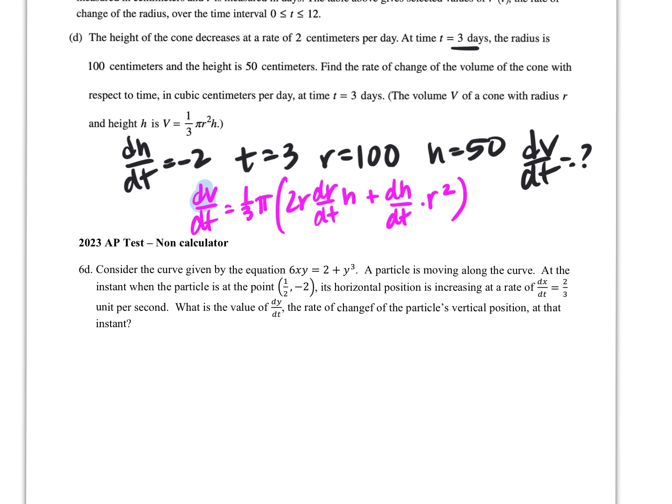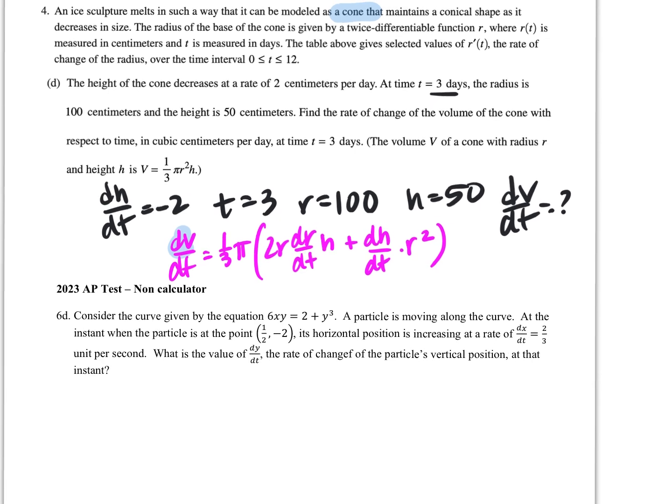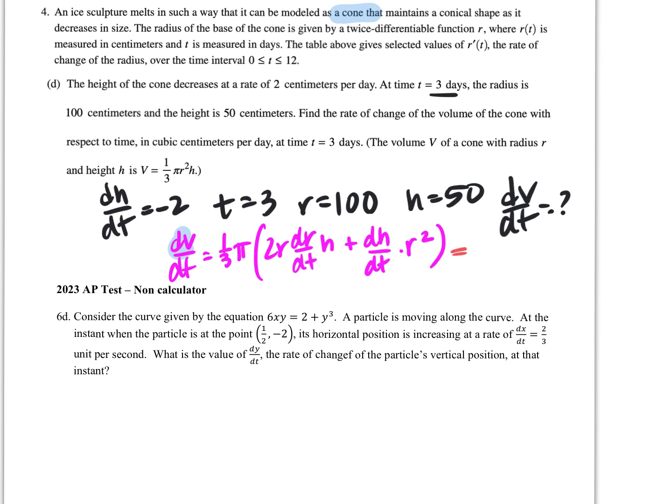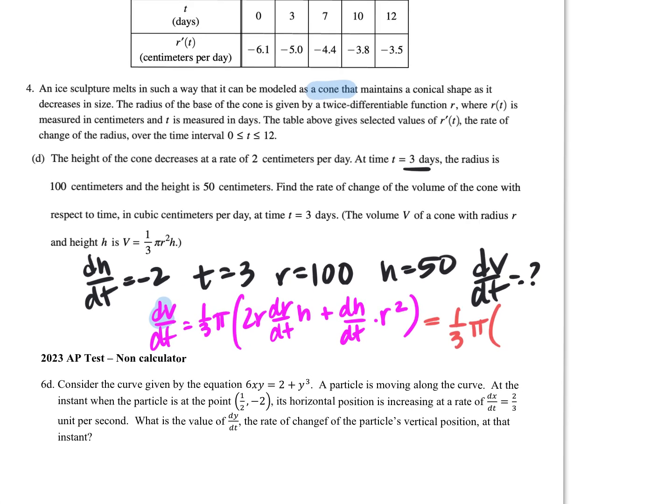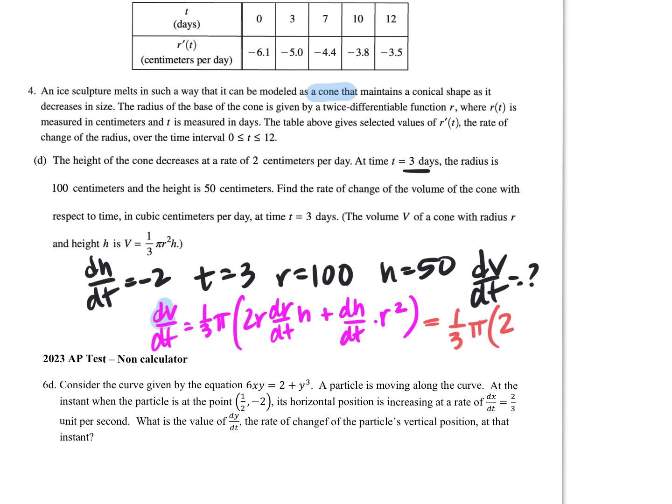Great, let's plug and chug. We want dV/dt, so this equals 1/3 pi, which is just sitting there. It is a free response, so we just plug in and we're done. Is dr/dt and dh/dt equal? No, that's a good question. First of all, what is r? You agree r is 100. Do you agree my r and my h weren't the same? So we aren't going to imply that.